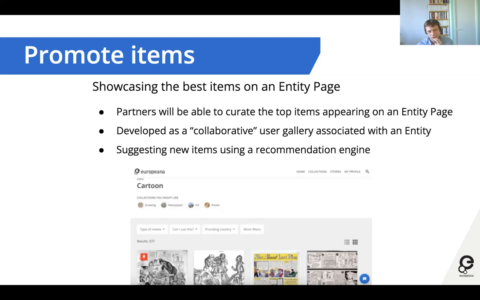We've developed a small tool that allows those partners to select the top items appearing on the entity page. It's developed on top of a tool that we have to create user sets, where users of Europeana can create their own groupings of objects. So a partner can create their own grouping for an entity, and that will be integrated later onto the display of the entity page. That also works with a suggestion mechanism, an AI-based recommendation engine that shows those partners what kind of objects they may want to showcase.